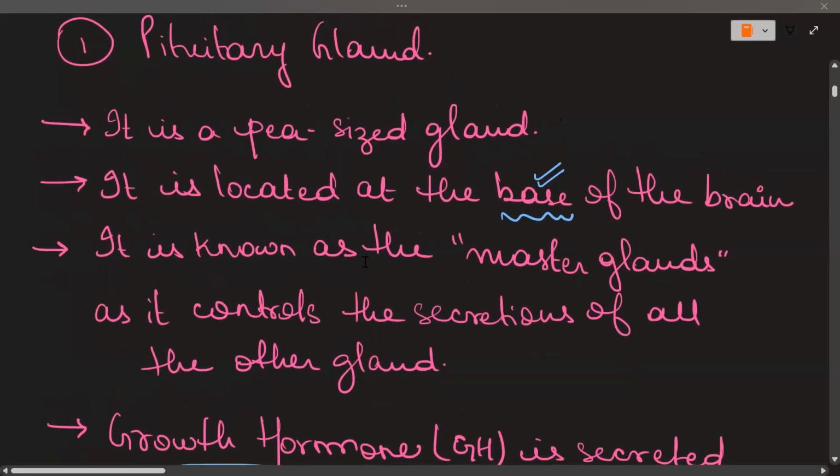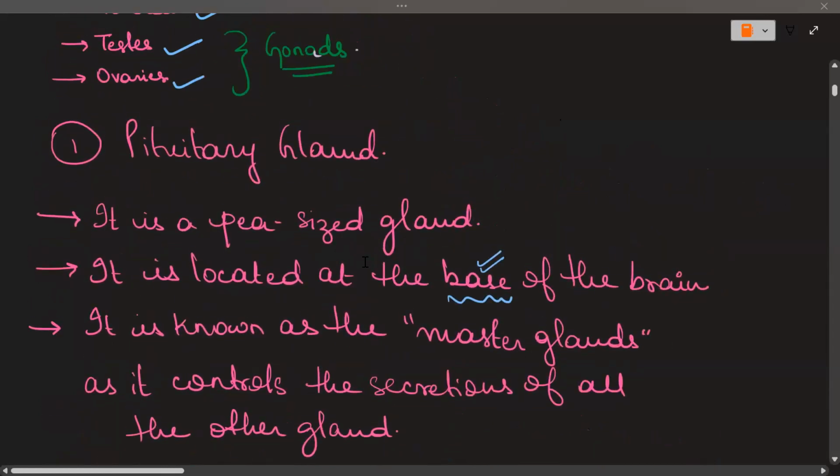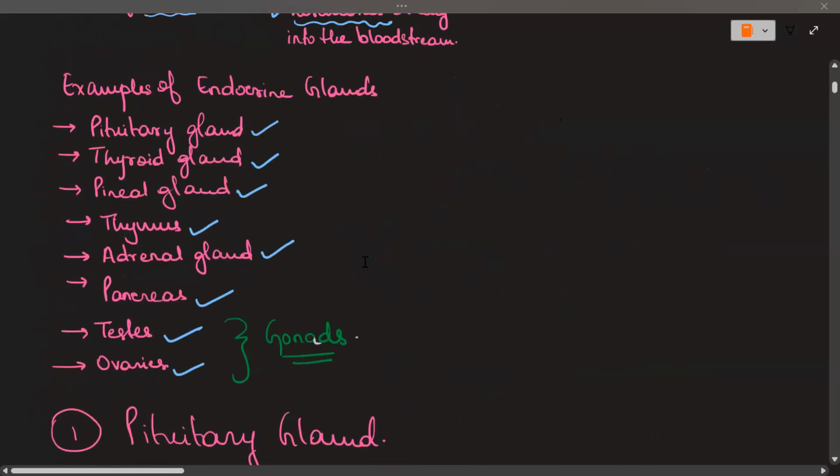All right. Now let us move on to the topic. So first, what we will discuss today is the functions, location, size, and everything about the endocrine glands. We have already seen the pituitary gland, thyroid, pineal, thymus, adrenal, pancreas, testes, and ovaries. These are the endocrine glands.